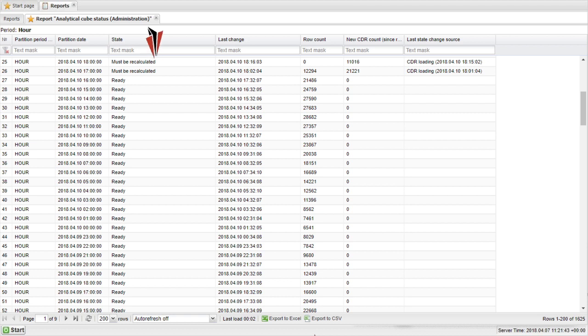As you can see, some of the cubes are being calculated right now, and for most of them the calculation is finished. In the CDR count column you can find the count of CDRs already present in the analytical cube data, and in the new CDR count column you can see the number of CDRs which are present in the database, but have not yet been calculated as part of the respective analytical cube. The last column shows when the cube was last changed.